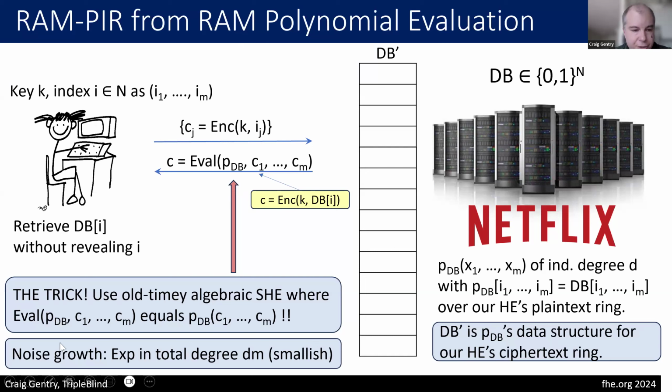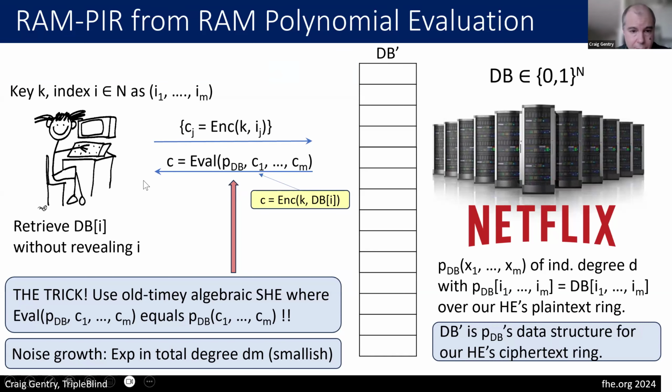Okay, so this scheme is kind of inefficient. Of course, the old-timey algebraic, somewhat homomorphic encryption schemes themselves are inefficient. And the total degree embedded in this polynomial PDB is basically d^m, where d to the m power is bigger than n, the size of the database. So d and m can be like log N. This is like log squared N. That's a pretty big degree. So that's the main reason why this scheme is inefficient right now.